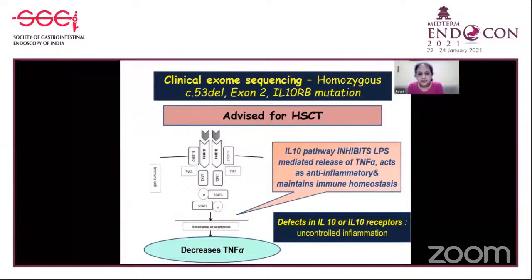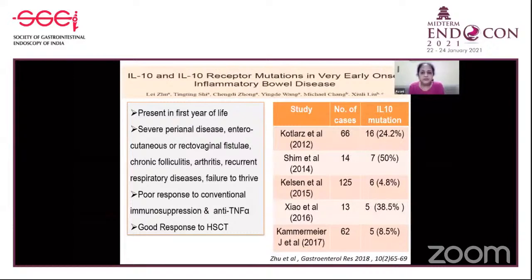As we all know, IL-10 is an anti-inflammatory cytokine, and when this pathway is functioning normally, it inhibits the lipopolysaccharide-mediated release of TNF-alpha through the JAK1 and tyrosine kinase 2 receptor pathway, and therefore it keeps the inflammation under check. Once we have a defect in IL-10, there is uncontrolled inflammation and the child presents to you with VEO-IBD. And the most common symptoms with which these children present is that they often present in the first few months of life.